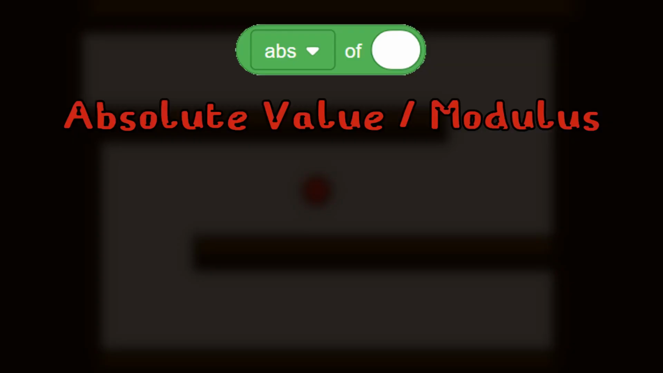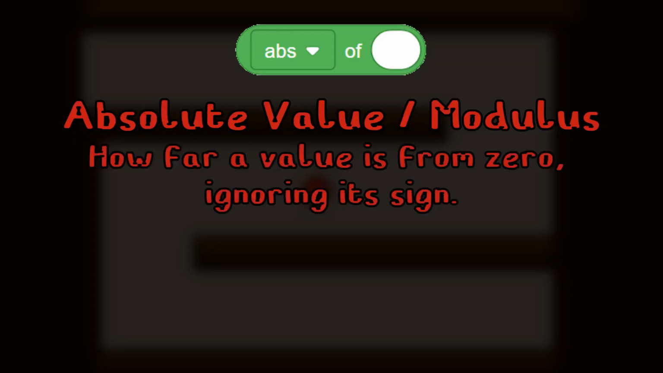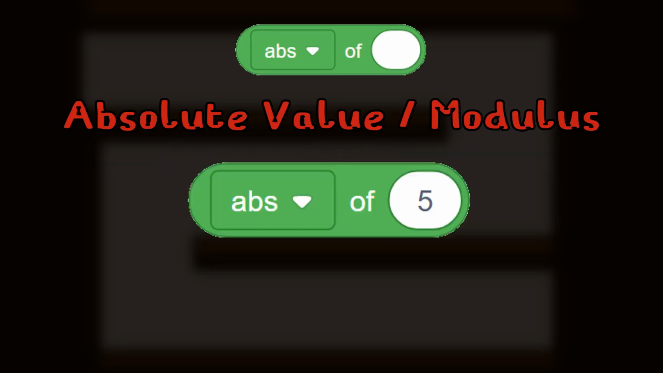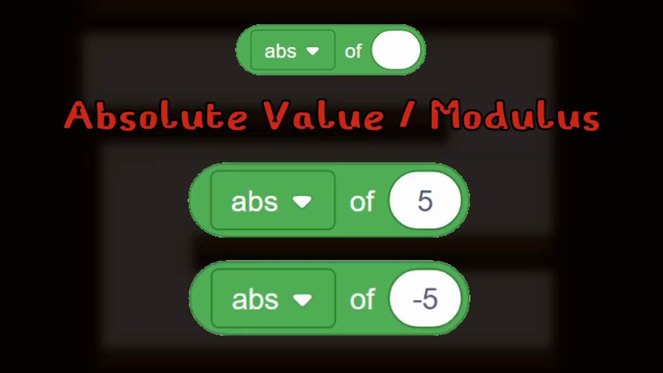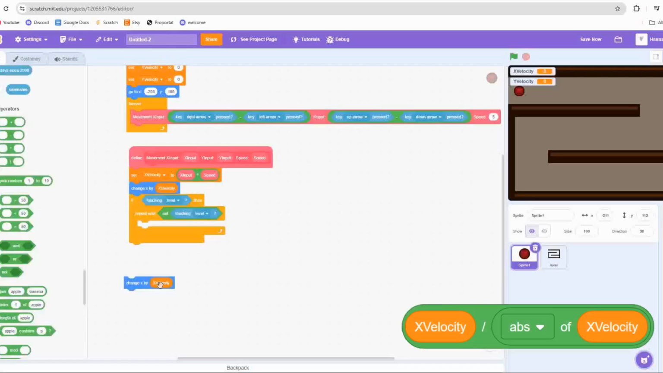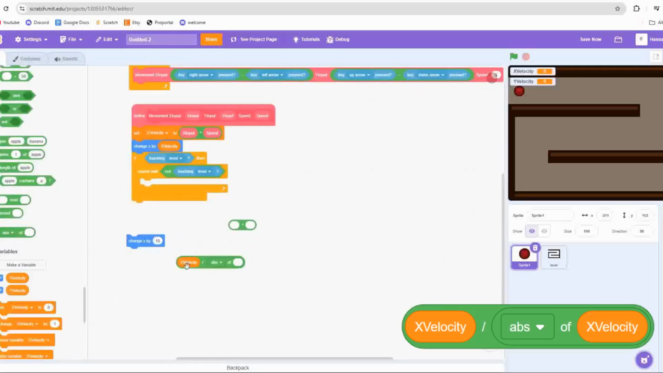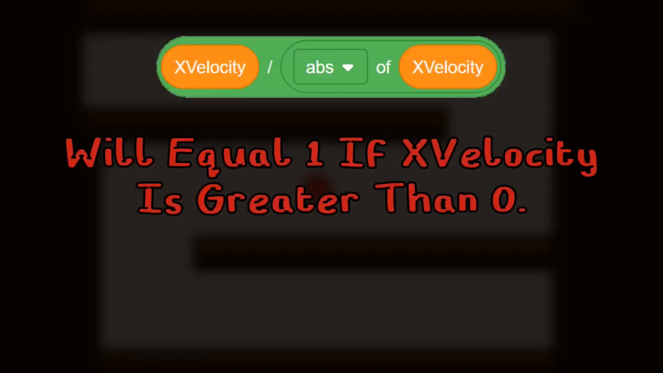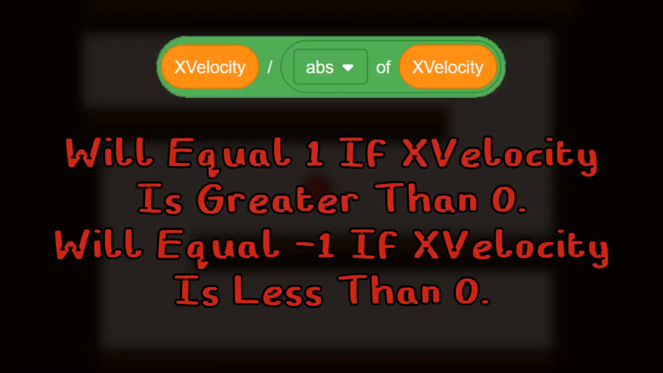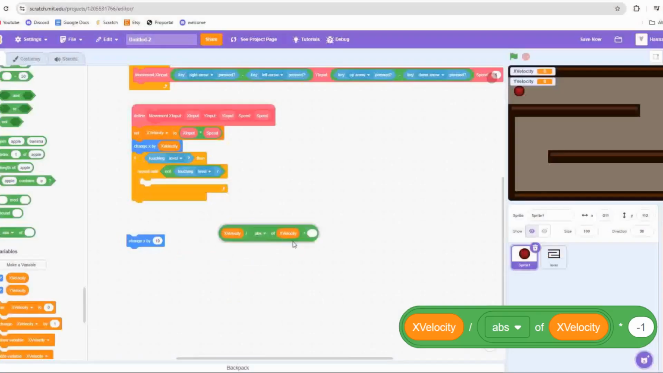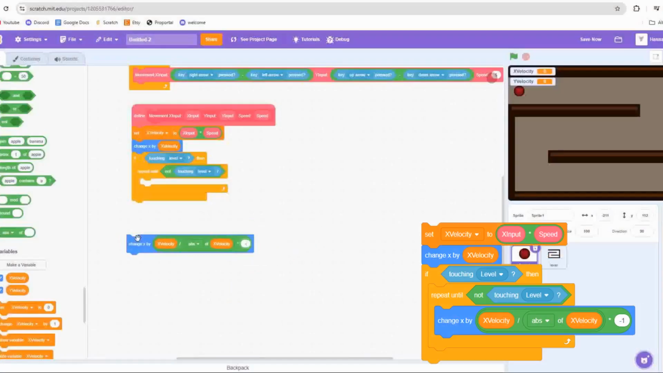The absolute value of a number is simply how far it is from 0 ignoring its sign. So the absolute value of 5 is 5 and the absolute value of -5 is also 5. We'll calculate x velocity divided by the absolute value of x velocity. If x is positive, the result will be 1, as any number divided by itself is 1. If it's negative, the result will be -1. Multiply this by -1 and put that value into the change x by block.